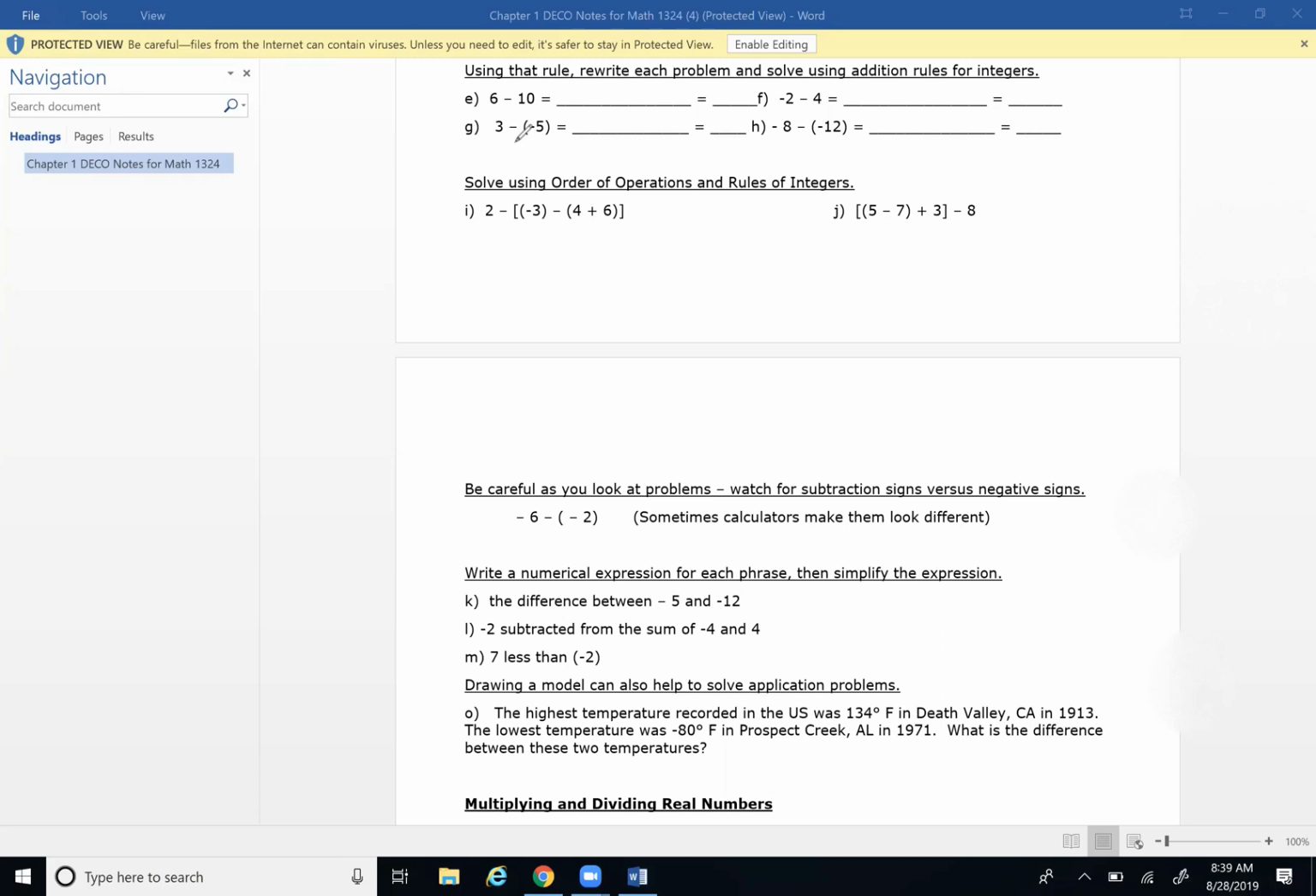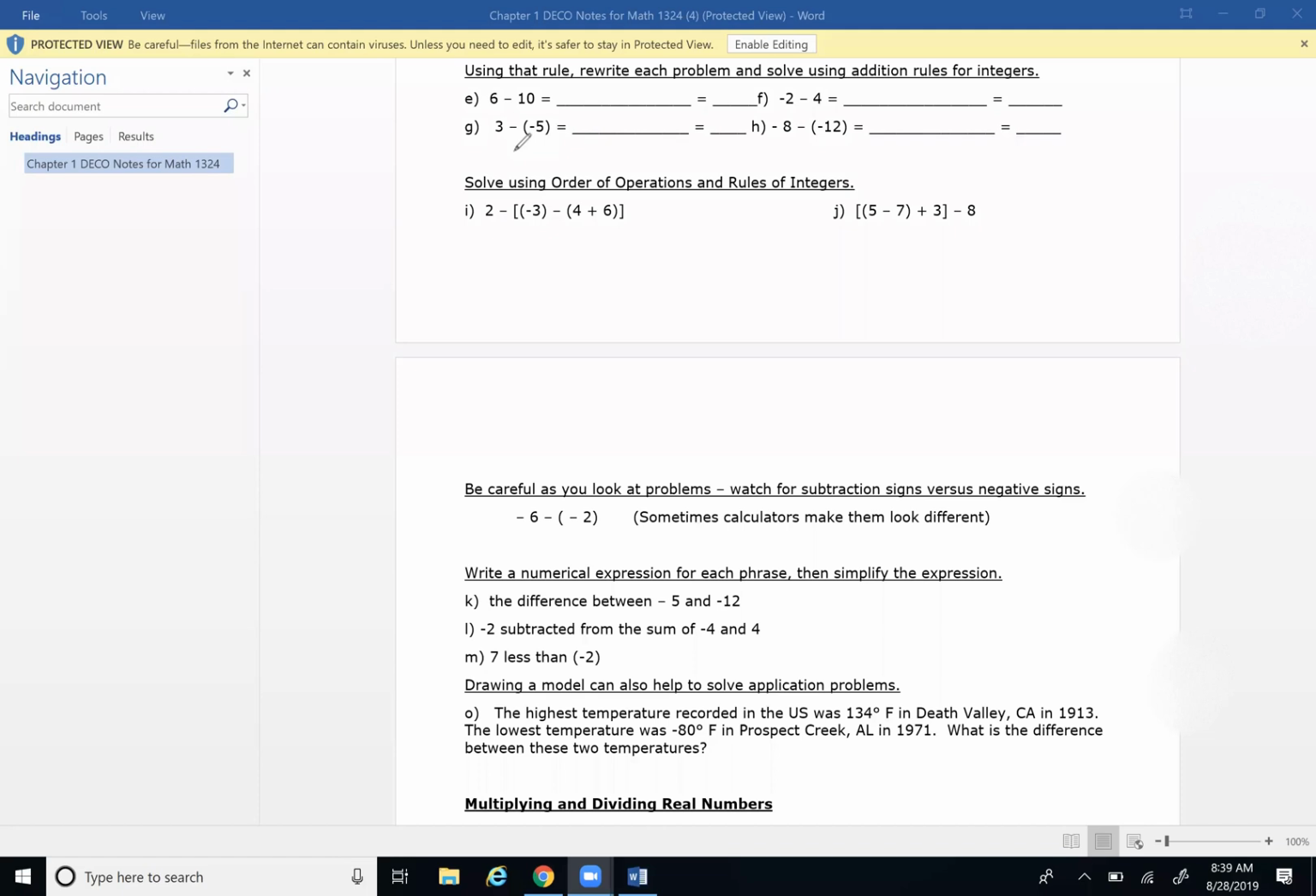Otherwise, we're going to take care of what's in parentheses first, and then when we get to any addition or subtraction, that's when we might want to take care of the rest of changing subtraction to adding the opposite. So let's do I together, and then I'll let you guys do J. So tell me where you start on I.